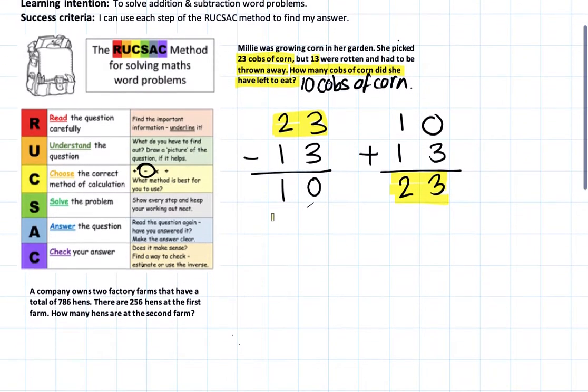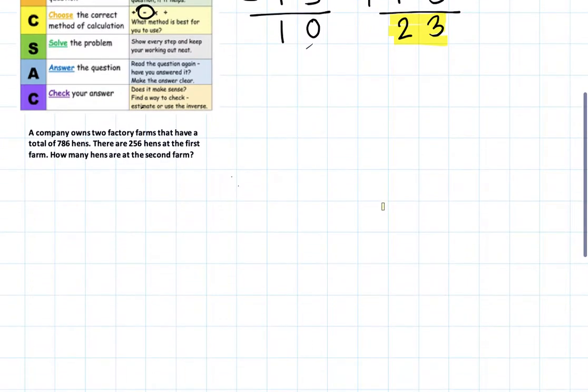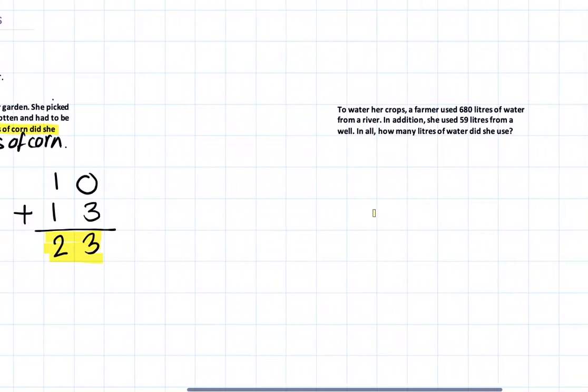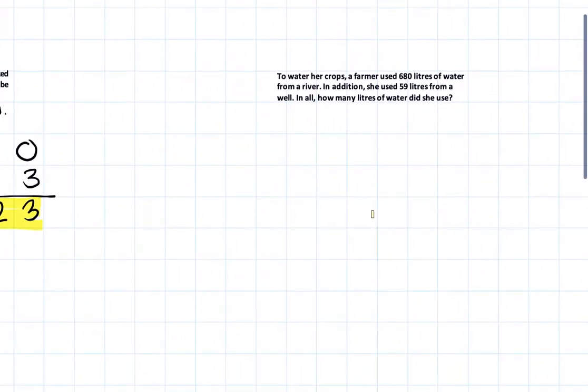Okay, let's try one more. Let's actually go into an addition.